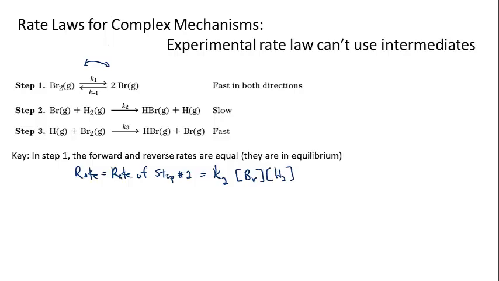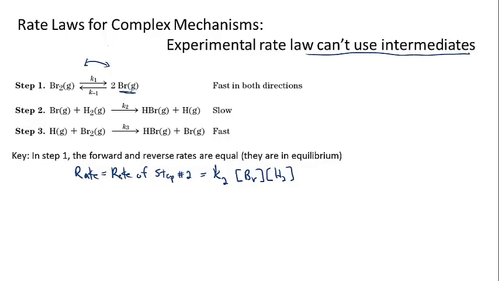However, notice that Br is an intermediate in the reaction. It's not one of the reactants. You're not allowed to have intermediates in the rate law. That's a key. It can be in the reaction, but it can't be in the rate law because you never measure it. You never know what it is. So we have to do some manipulations to get rid of that Br.